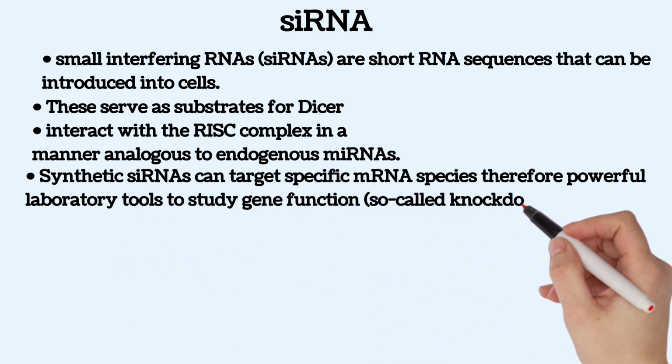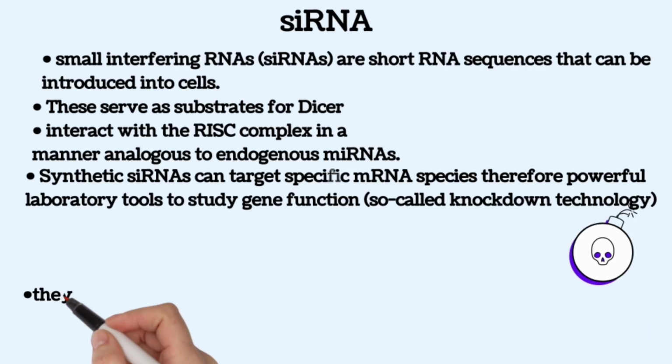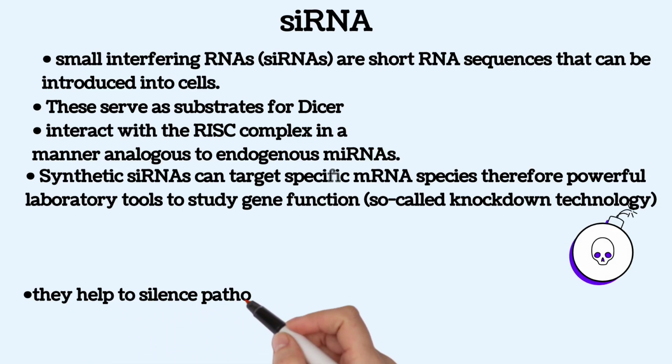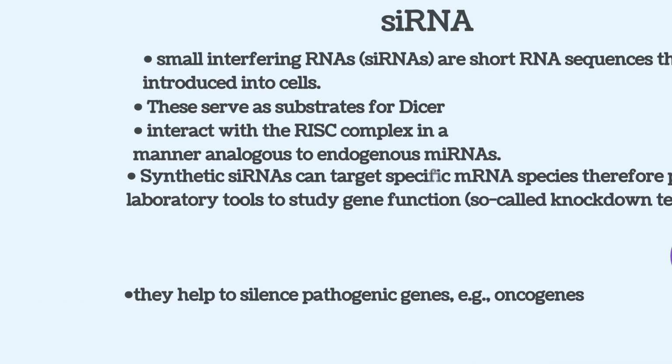Synthetic siRNAs that are made artificially can target specific mRNA species, therefore they are powerful laboratory tools to study gene function. It is also known as knockdown technology because they specifically target the mRNA and knock it down. Boom. They are very helpful in silencing pathogenic genes such as oncogenes.